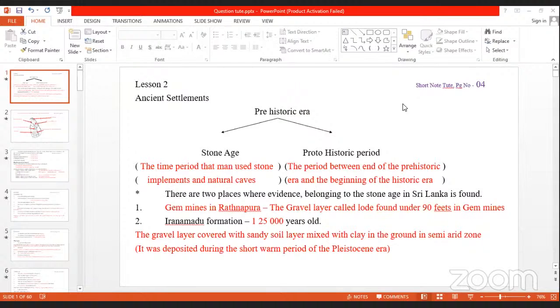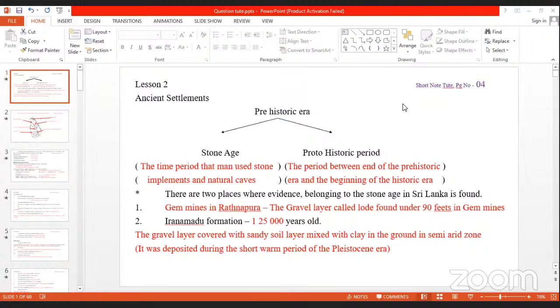In the slide, in your right hand top corner, I have mentioned the tude and the page, like the short note tude, page number 4. So you have to refer to the short note tude, page number 4. When I give a question tude, you have to take the question tude. I'm also informing you how you have to do it.